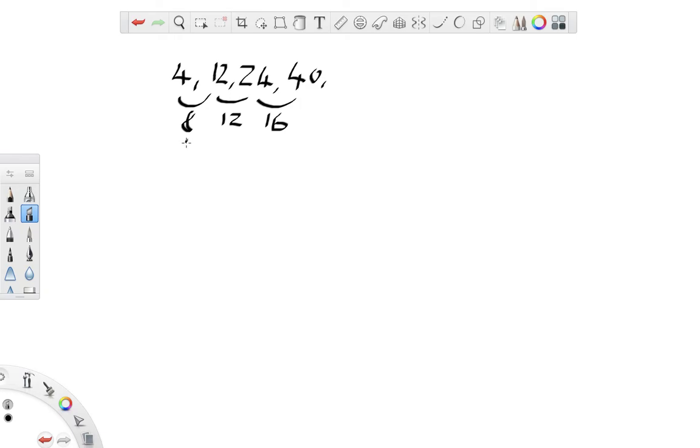Then again, we find our second difference. So the difference between 12 and 8 is 4. The difference between 16 and 12 is 4. So for our general nth term, which is an squared plus bn plus c, from what we talked about earlier, we know that a is half of that second difference. So that will be 4 over 2, which of course is just 2. So we know what a is.